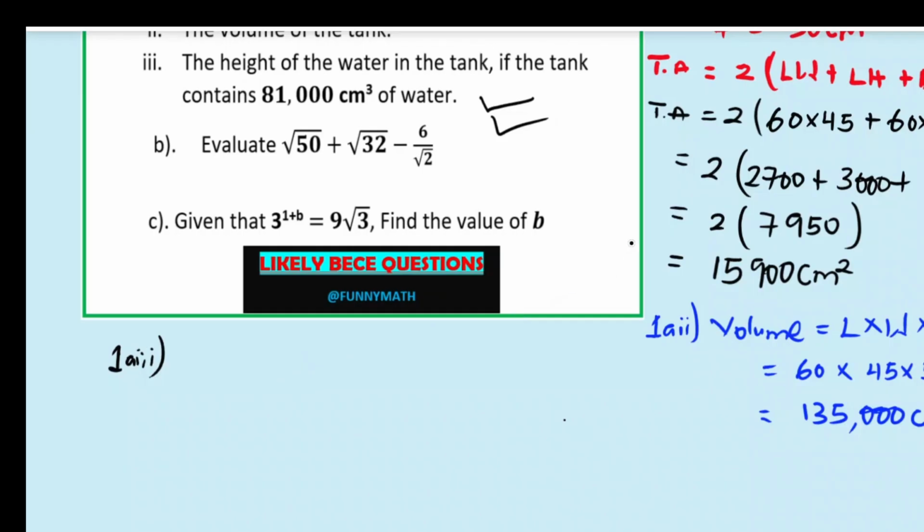Now, it is the same container that we are talking about. So it means the length, which was given in the question to be 60 centimeters, is still going to be the same length.